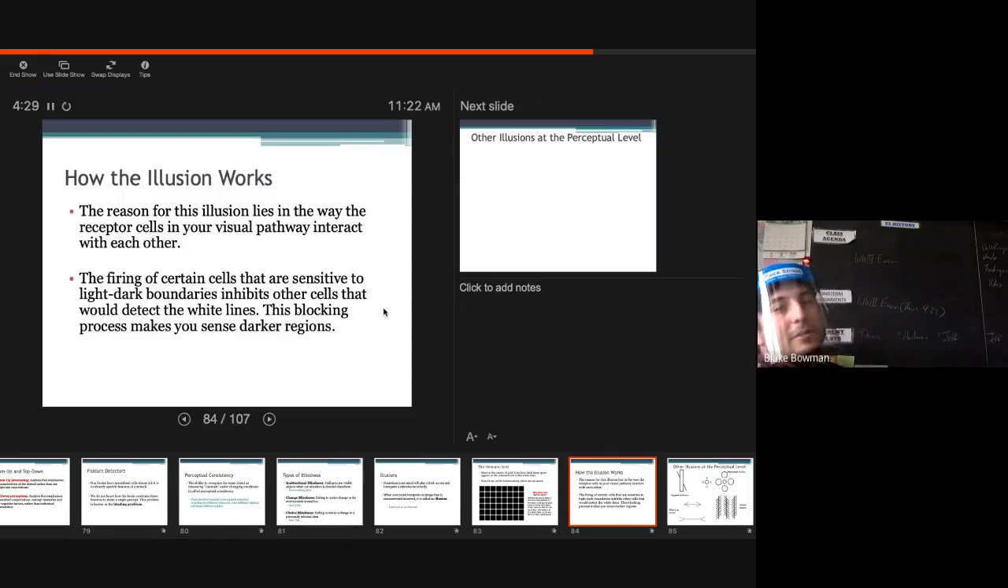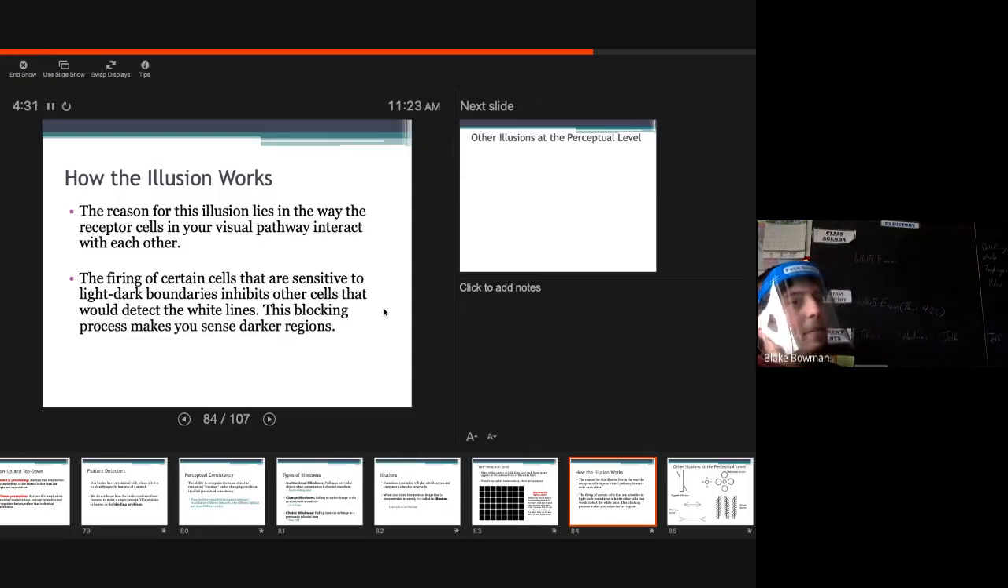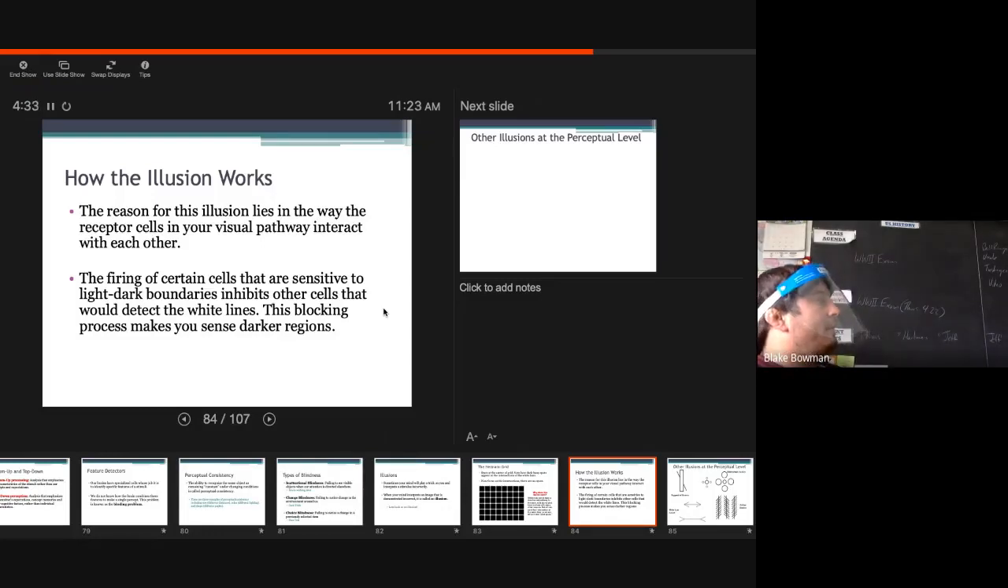So again, I think that's interesting, especially with the receptors of how we visualize and perceive these messages being sent to our optic nerve, and obviously being processed in our occipital lobe. All right, so here are other illusions that might cause us to perceive as different.